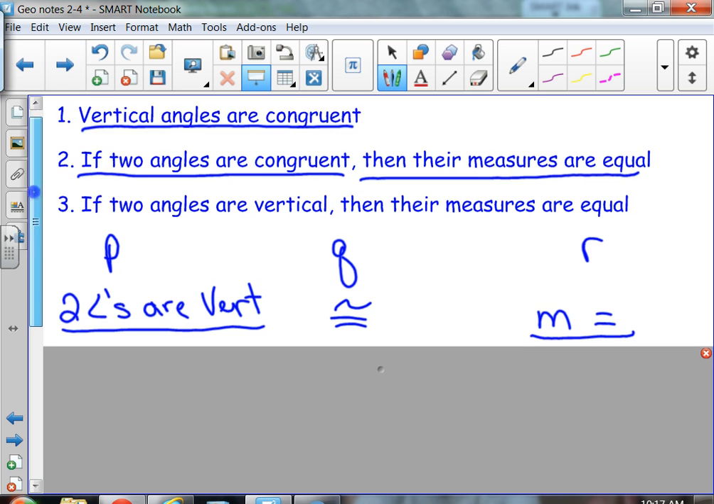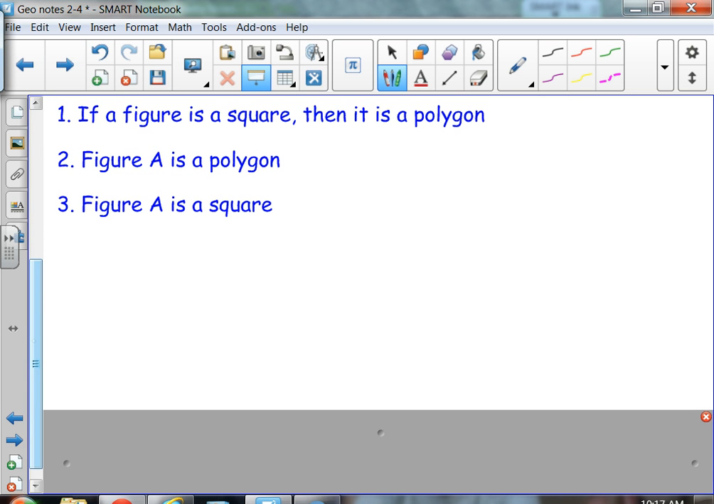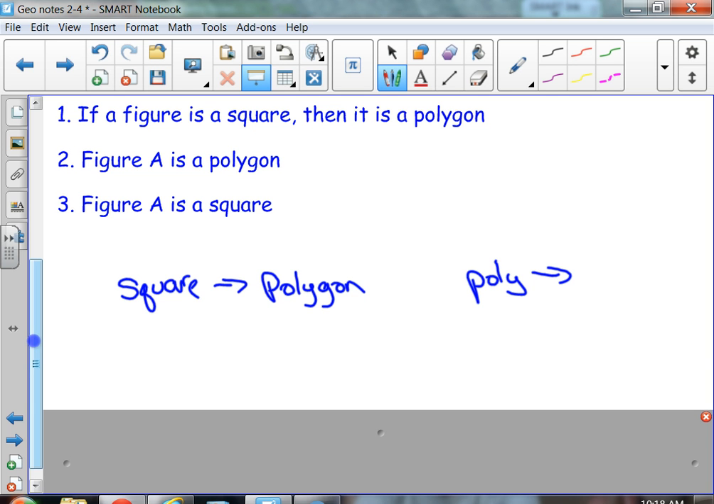Okay, let's try one more. If a figure is a square, then it's a polygon. Figure A is a polygon. So if it's a square, then it's a polygon. Figure A is a square. Figure A is a polygon. Can we say that it's a square?